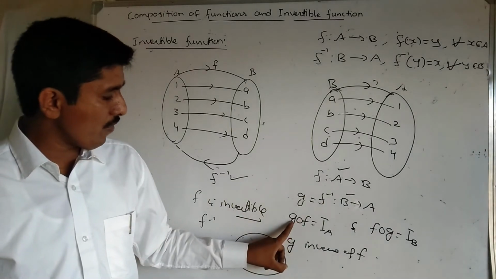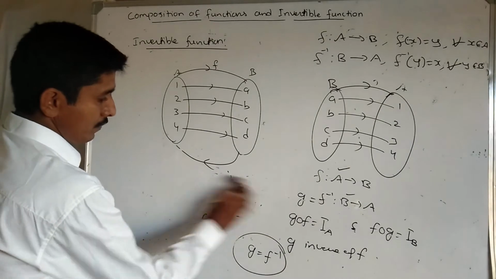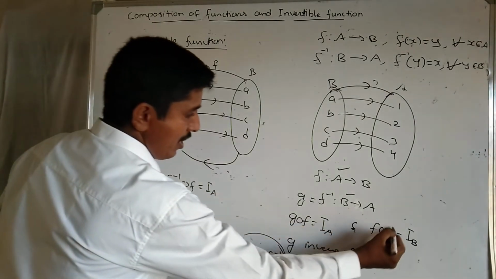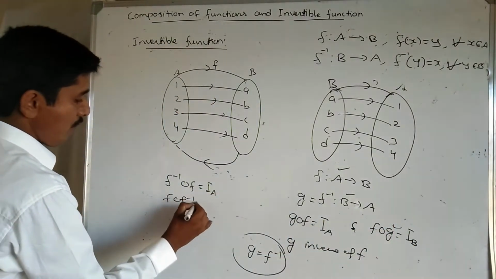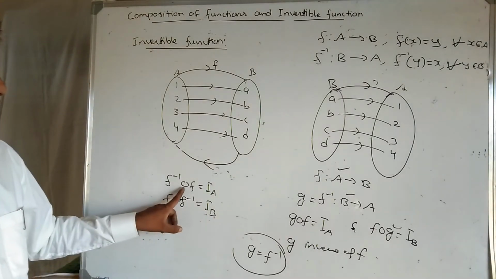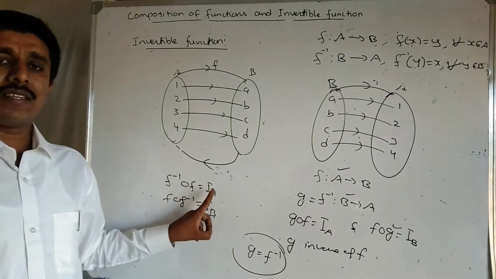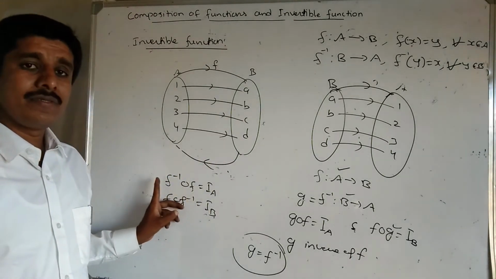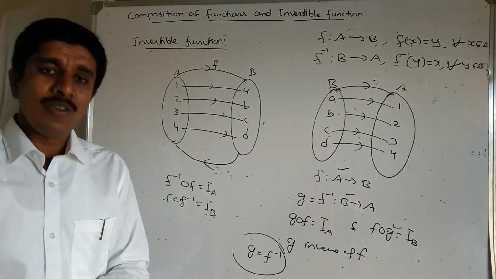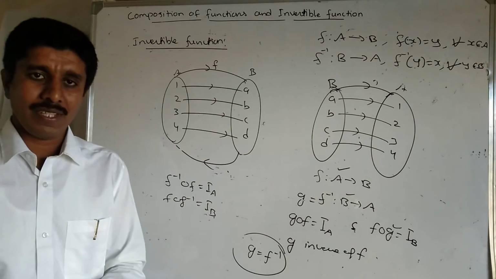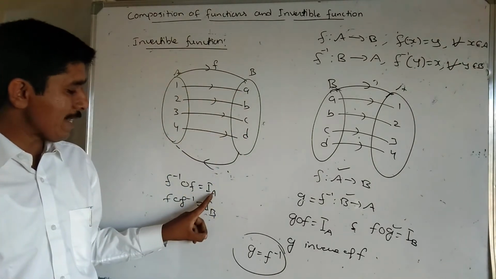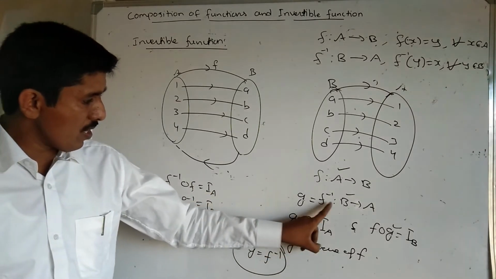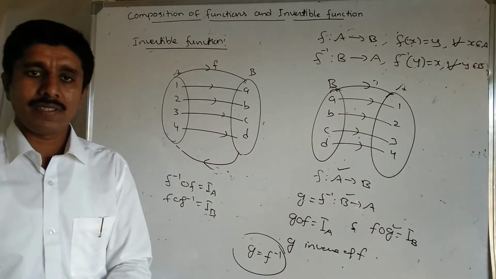Suppose you substitute g equal to f inverse here. Then f inverse o f equals the identity function, and f o f inverse equals the identity function. The composition of any function and its inverse function is always the identity function. Got it. Important one. This is how to represent the subscripts: the identity on domain of f, and the identity on domain of f inverse, which is set B. Got it. Very important.